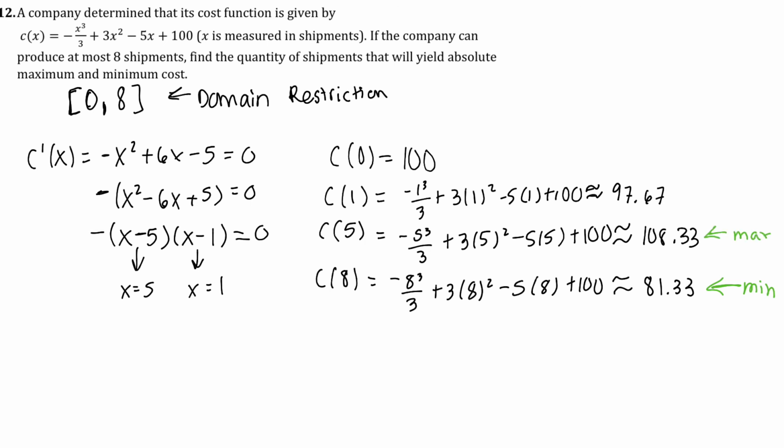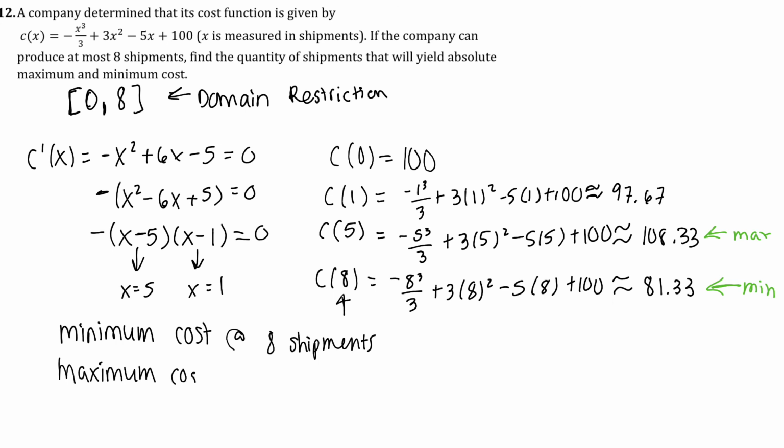So it asked for both. It asked for the absolute min and max. It asked for the quantity. So the minimum cost is with, let's see, 8 shipments. And the maximum cost is at 5 shipments.